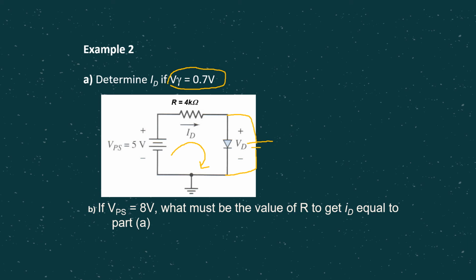Then this is another question related to the same circuit. If VPS is now changed to 8 volt, what must be the value of R to get the same ID as in part A? It's just the same thing, just a kind of reverse approach, but this one I'll leave to you to solve.